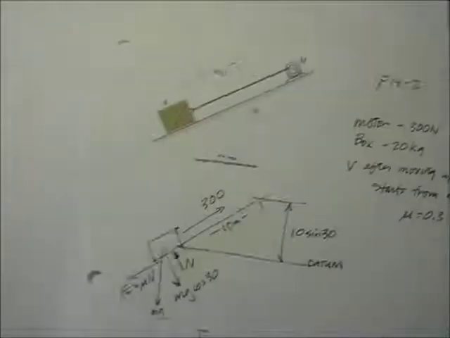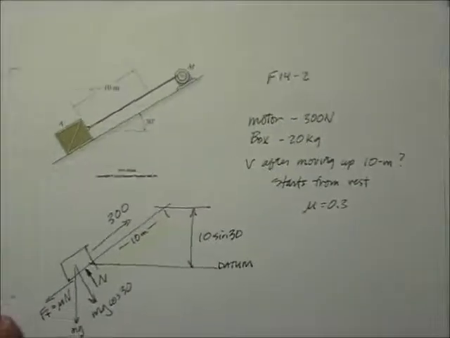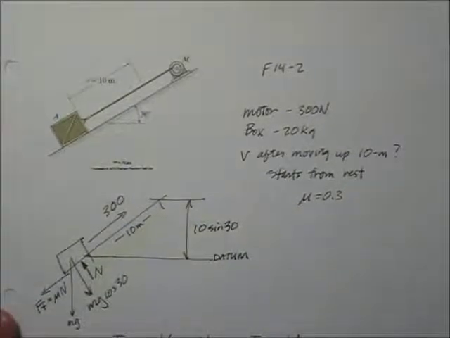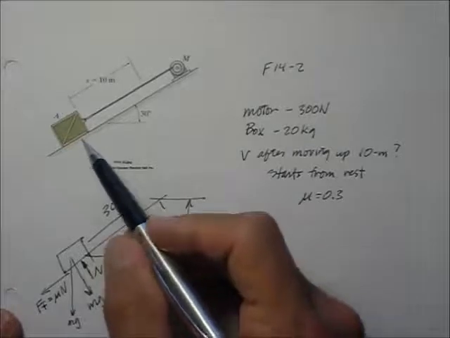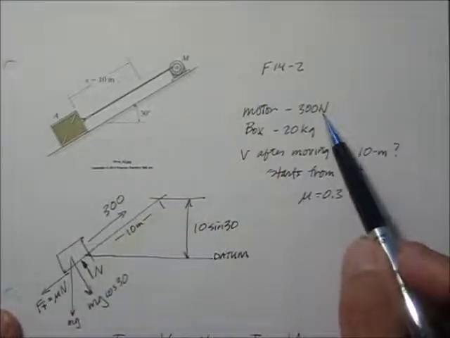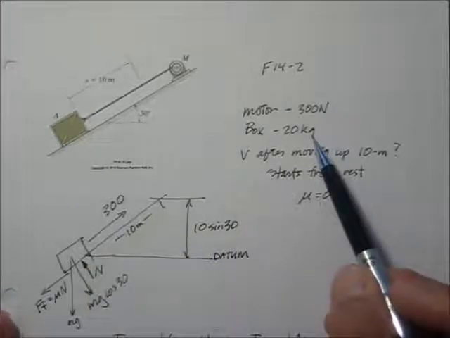All right, here's another problem. This is a little inclined plane problem, so we're going to definitely have some potential energy to resolve here. So we're going to say that this box is on this inclined plane. It's going to have a tension caused by this motor at 300 newtons. The box itself has a mass of 20 kilograms.